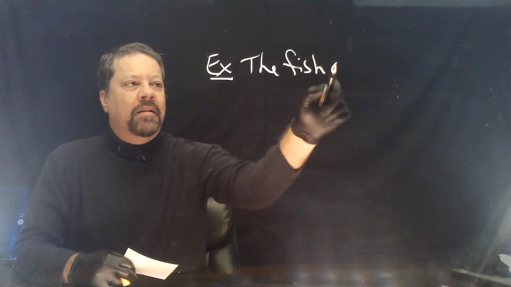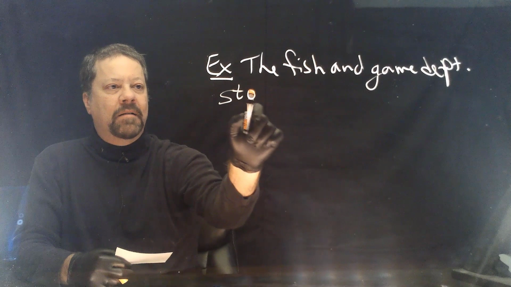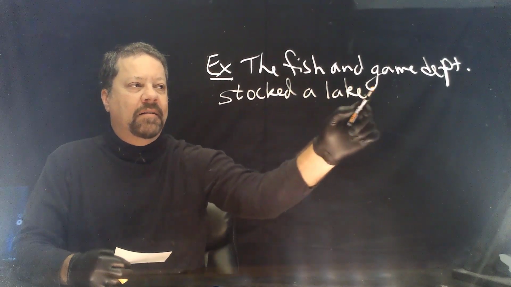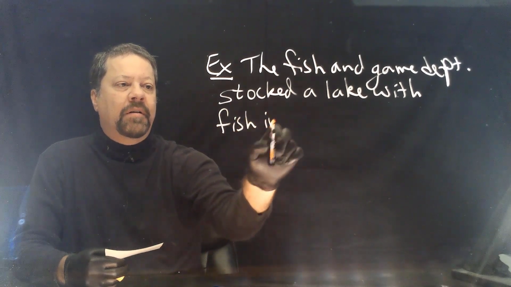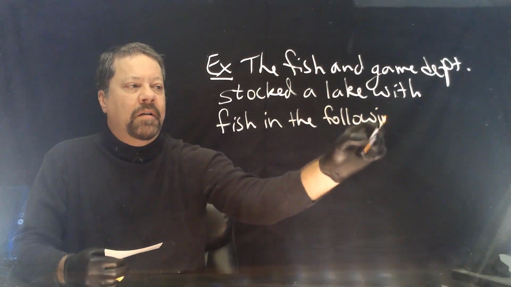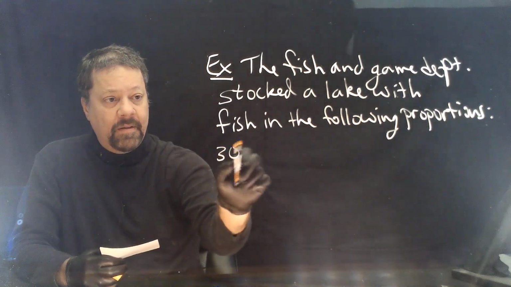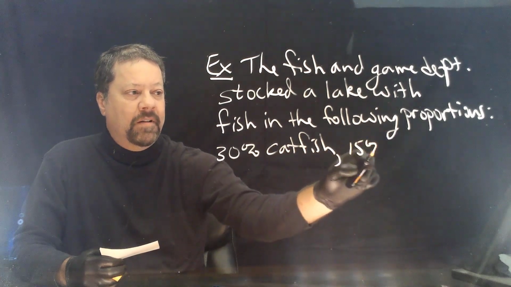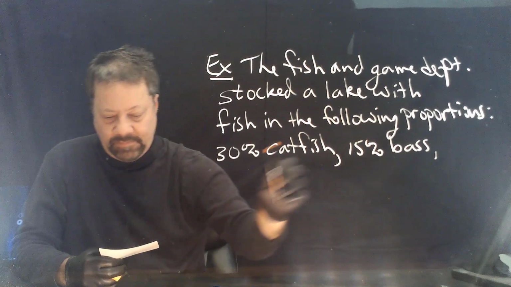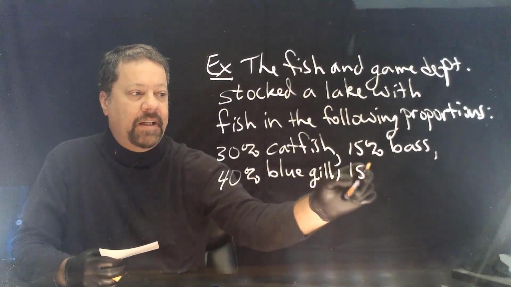Let's do a quick example. The Fish and Game Department stocked a lake with fish in the following proportions: 30% catfish, 15% bass, 40% bluegill, and 15% pike.